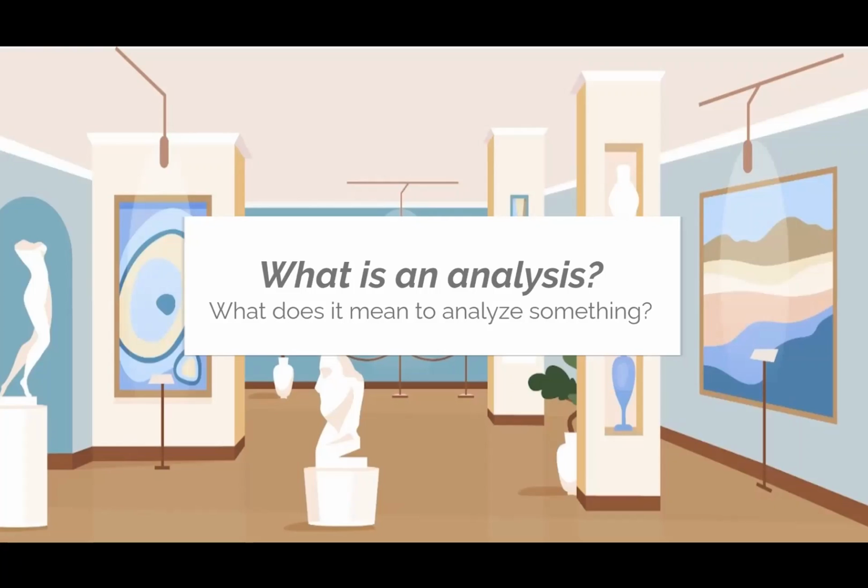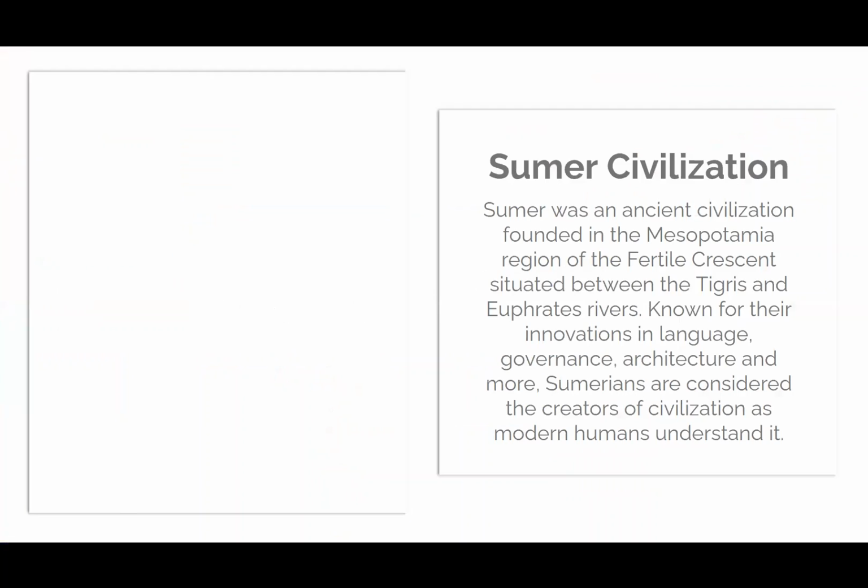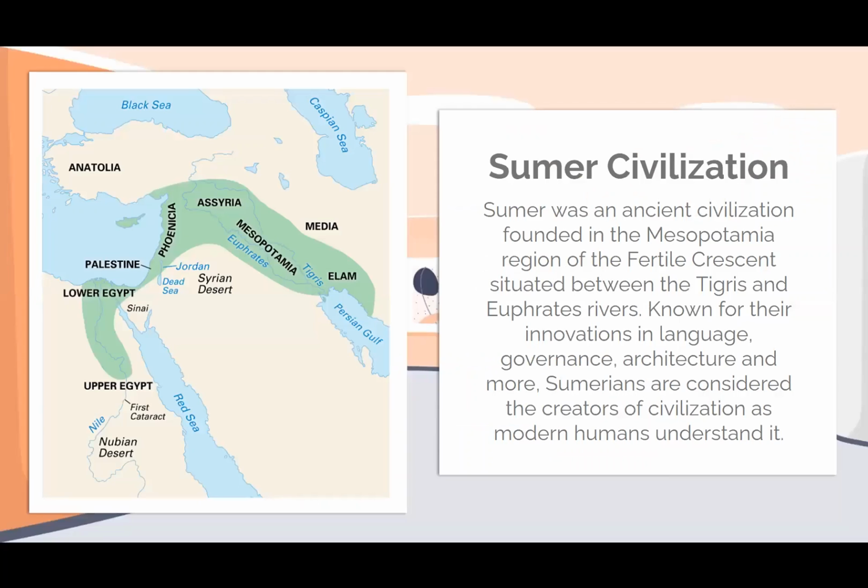Try to figure out information. That's what it means to analyze. So the artifact we're looking at is from the Sumer civilization or the Sumer Empire. So this is the first ancient civilization we're going to be learning about. The civilization is called Mesopotamia. And one of the empires within Mesopotamia was the Sumer.